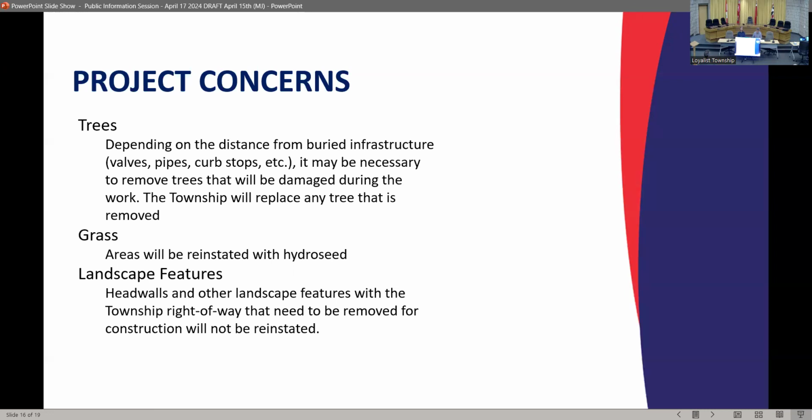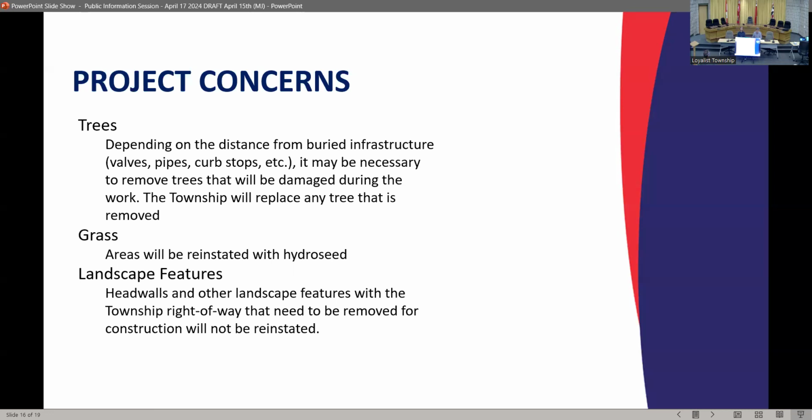So work completed late in the season may need to be sodded just to prevent erosion issues. But our goal for the township portion of the work is hydroseed, and the work on Main Street will likely be sod. Areas where we do hydroseed may require a second application depending on the weather or growing conditions, but it will come in.